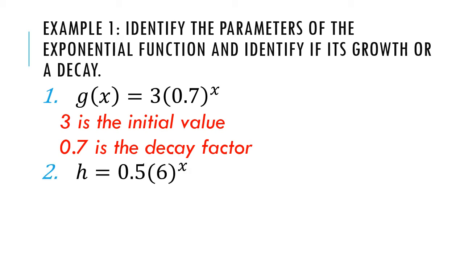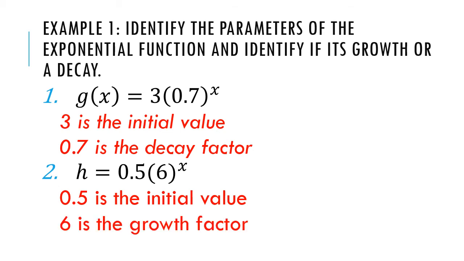Let's take a look at the second example. h equals 0.5 times 6 to the x. Again, this is an exponential function in the form of f of x equals a times b to the x, where 0.5 is the initial value and 6 is the growth factor, since 6 is a number greater than 1.